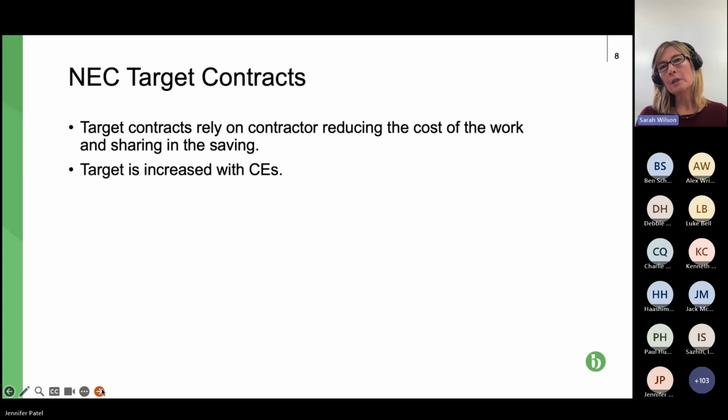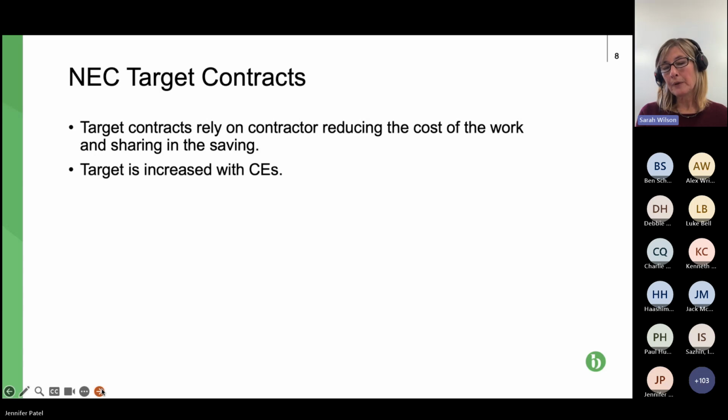And again, that's pretty logical, because if you're familiar with NEC, when we go through the compensation event process, clause 65/66 in NEC 3 and 4 is about implementing compensation events. So that's about incorporating them into the contract.